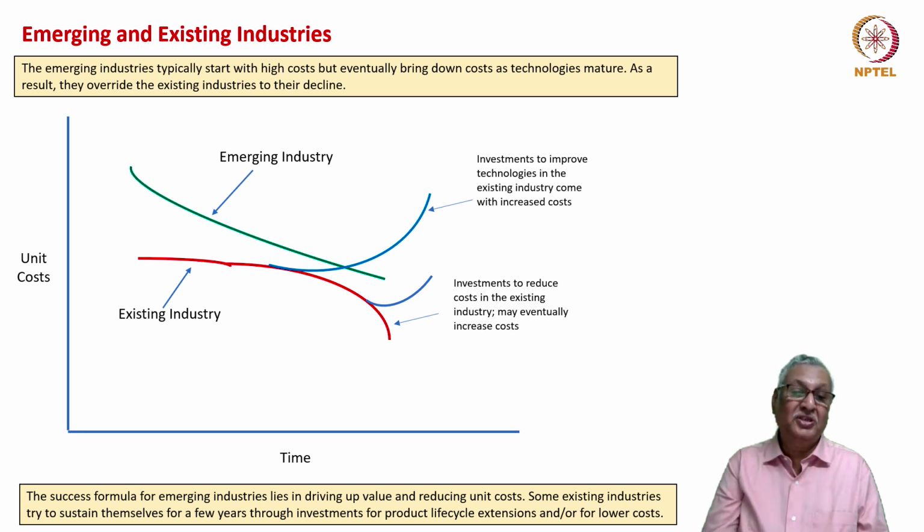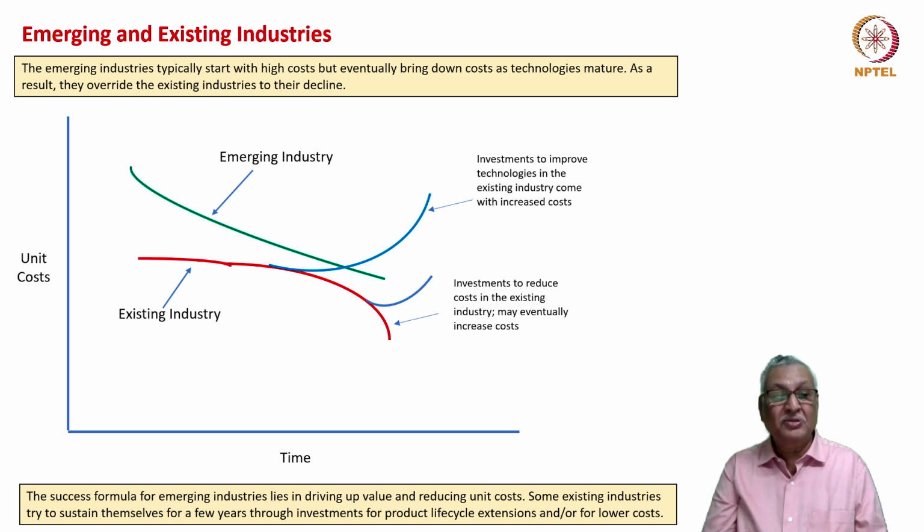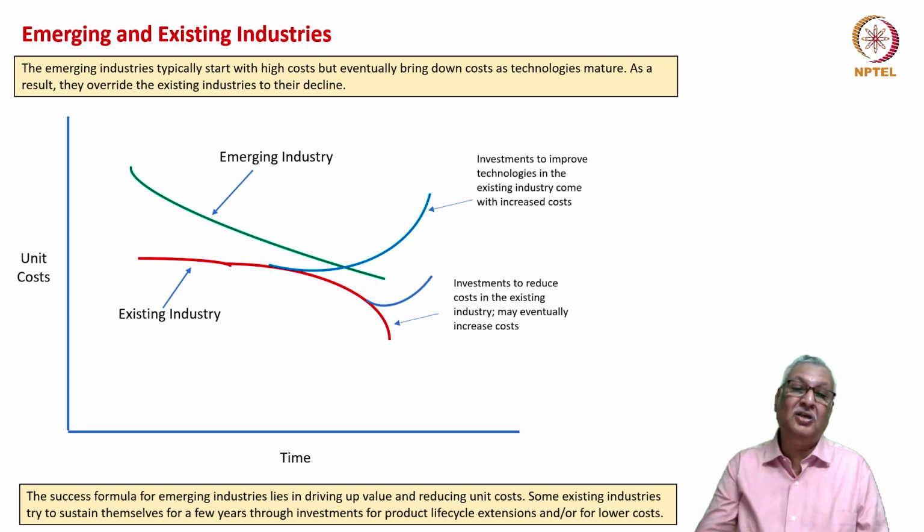But there is an emerging industry, this green line, which is coming up, and it rapidly achieves customer acceptance based on the reduction of unit costs, and it gets threateningly close to the cost curve of the existing industry, even when the cost curve is coming down through additional investments for the existing industry. Now, the existing industry may try to fight back the emerging industry based on the technologies that need to be developed to compete with the emerging industry. That will require investments, and that will lead to increase in the unit cost. Therefore, the cost curve of the existing industry will go up.